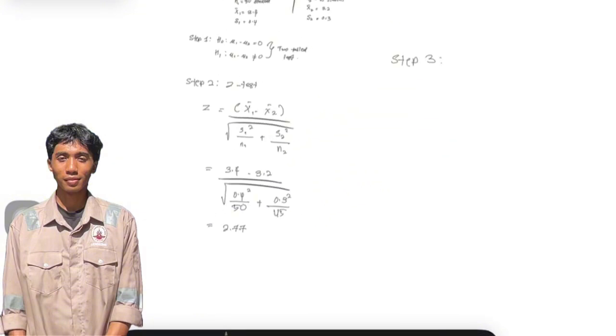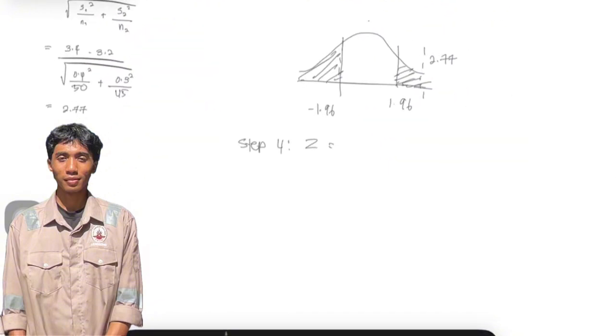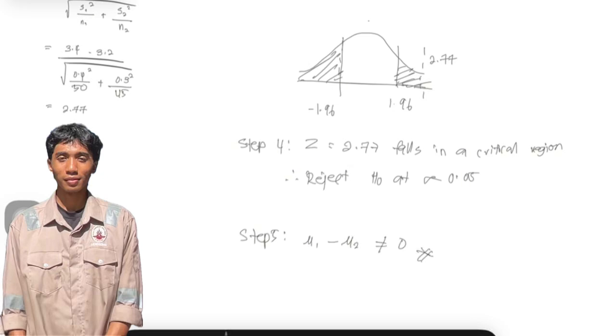And then for the third step, we find the critical value. We need to divide by 2 because this is a two-tailed test. And then for step 4, we need to determine whether to accept or reject H0. For the last step, we conclude. So in this case, there is a significant difference between business and engineering students.